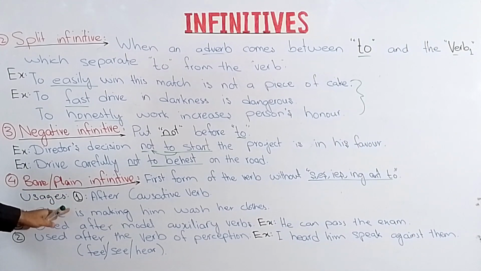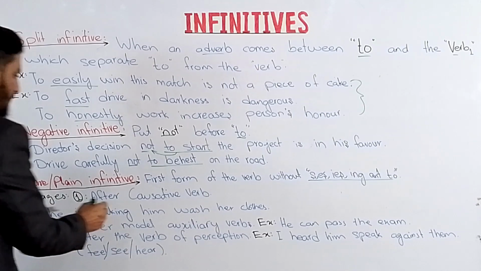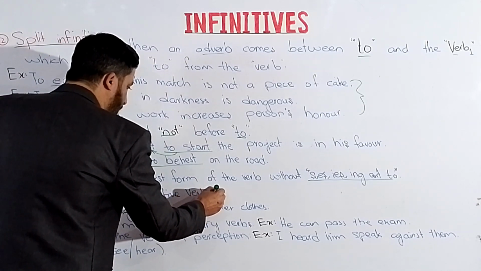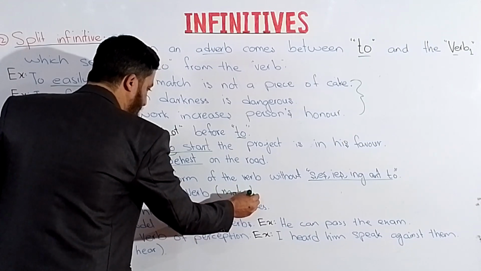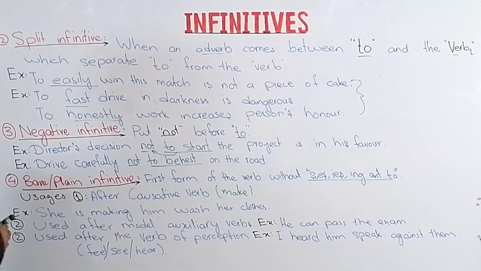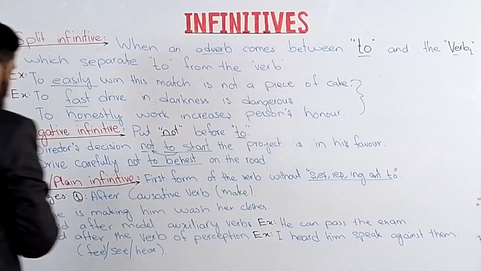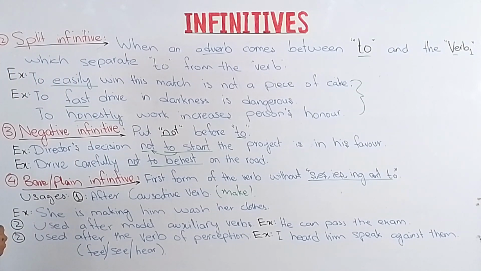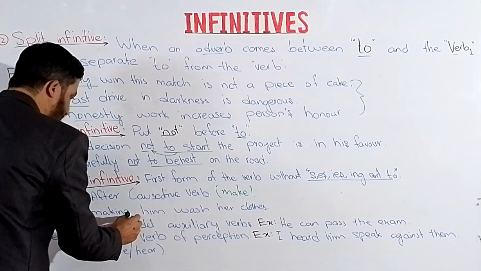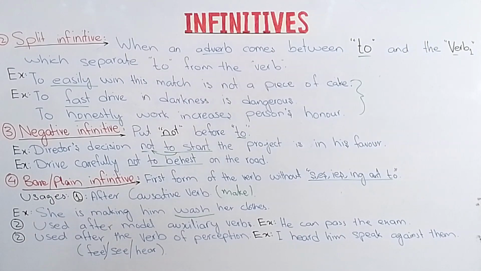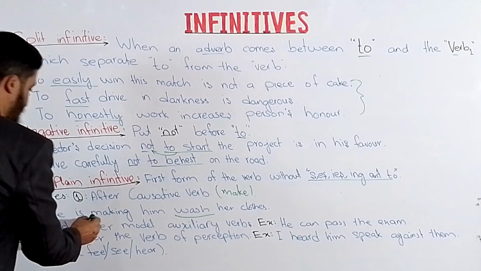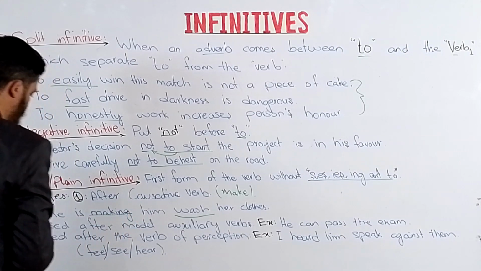It has many usages. So its first usage says that after the causative verb make, we use the bare infinitive. Make is a causative verb. So after this causative verb we use the bare infinitive. Like for example, she is making him wash her clothes. So it is the causative verb make.